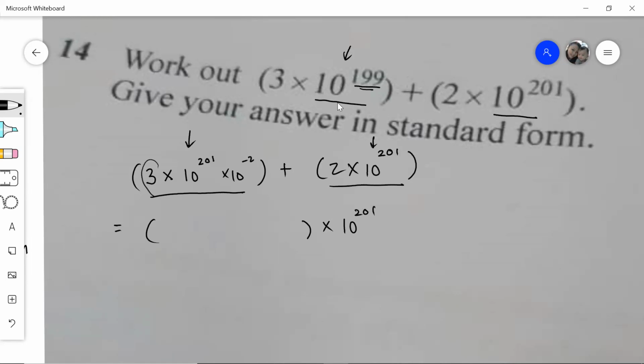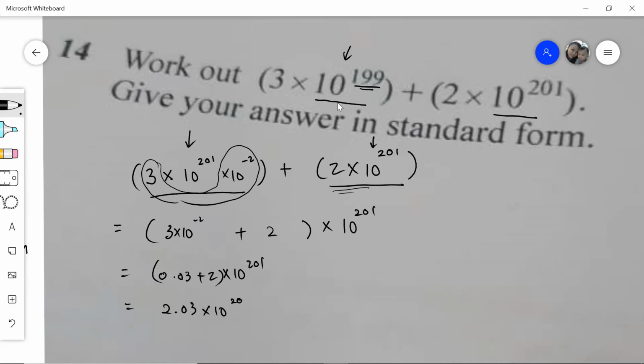So the first one will be left with 3 times 10 to the power of negative 2, and then plus 2. The second one will be left with just 2. And 3 times 10 to the power of negative 2 is actually 0.03, moving the decimal place 1, 2. Plus 2 times 10 to the power of 201. So we got 2.03 times 10 to the power of 201. This is the standard form.